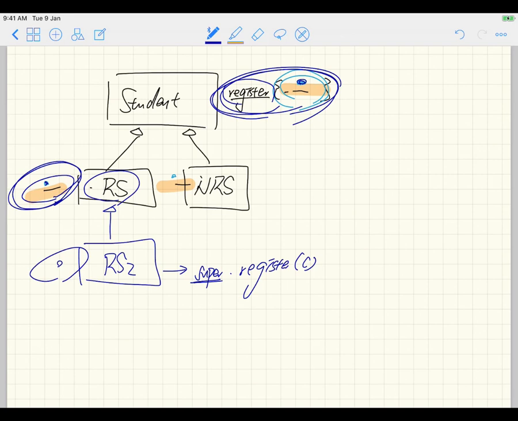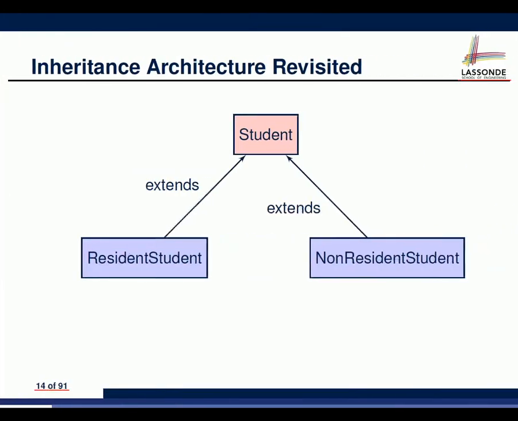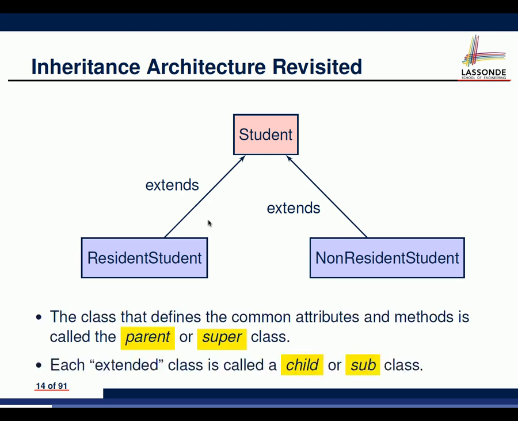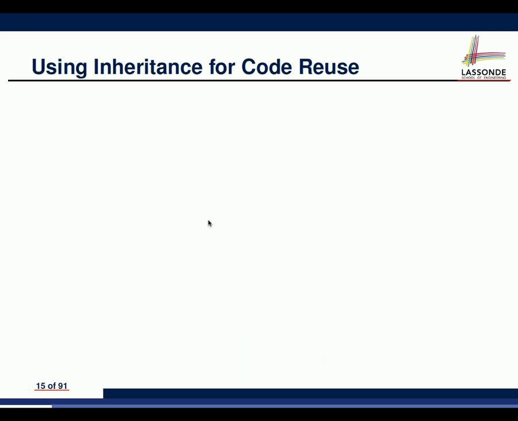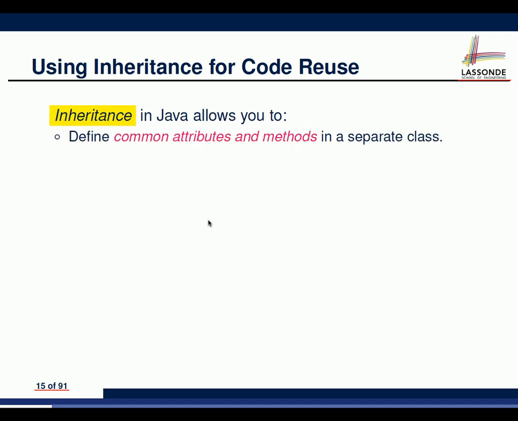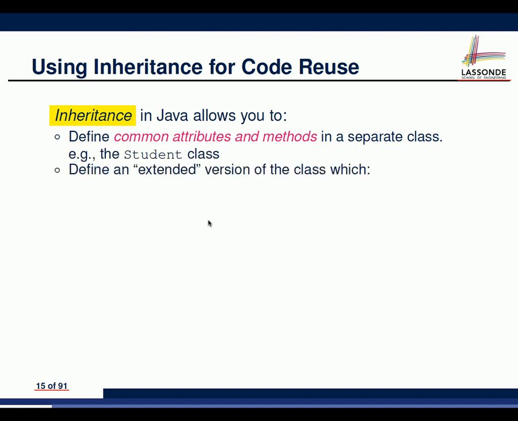Yes. Very good. Okay, so now parent superclass and child subclass. Let me just go over this slide very quickly. We have seen all of them already. So what can inheritance really help you with? When we move from the poor design to the good design using inheritance, you can define common attributes and methods in a separate class, for example, the student class. And then we can also create the extended version.